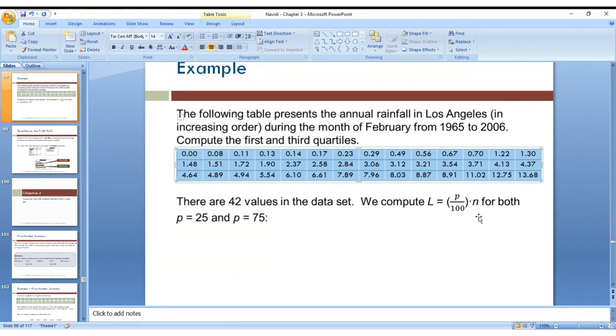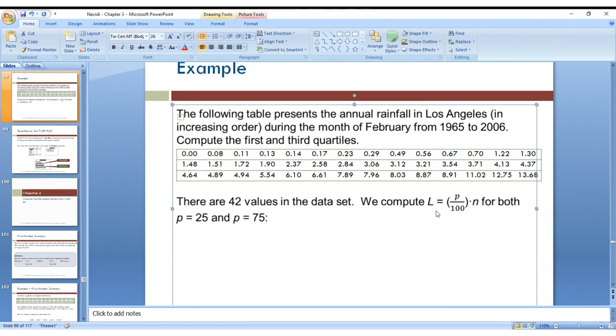Now, they show you this little formula here, L is equal to P over 100 times N, because math people have to get extremely formulaic. But all you're essentially going to do is take P of 25 divided by 100, which is just 0.25. We're going to take the percentage and calculate it as a decimal.